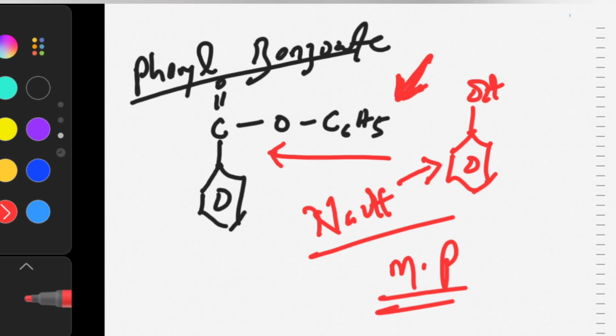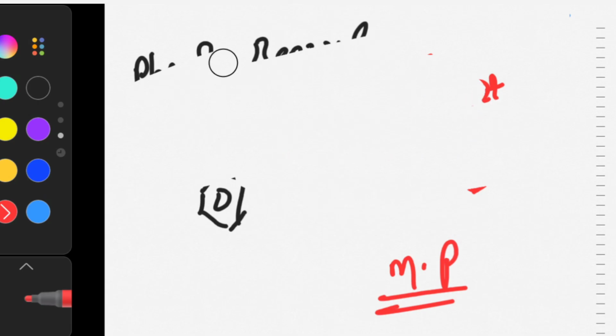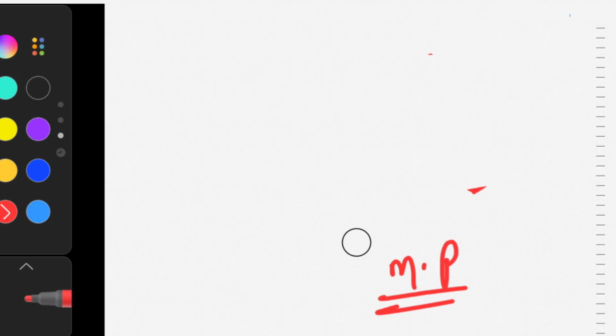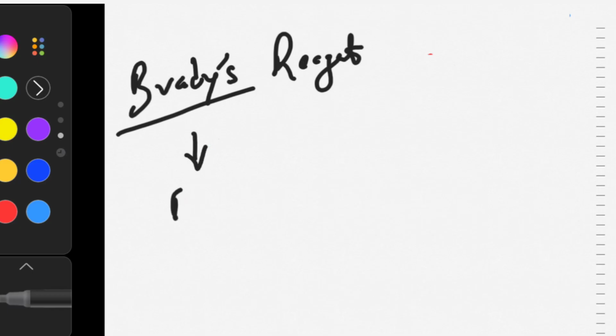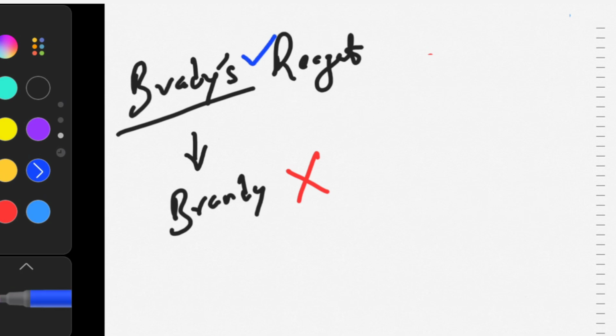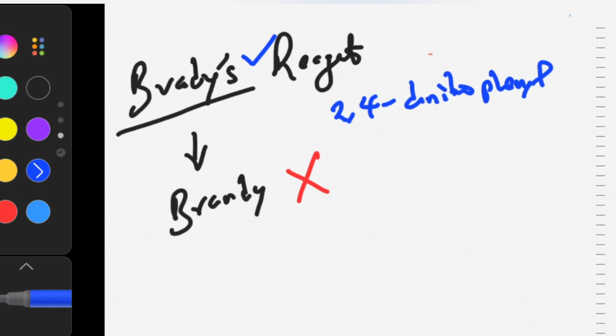So in the next experiment, that's the fourth experiment, the preparation of derivative of aldehyde and ketones. There you made use of what is called Brady, B-R-A-D-Y, Brady's reagent. A mistake in your manual read brandy. No, it is not brandy. Okay, it is Brady's reagent. So Brady's reagent is 2,4-dinitrophenylhydrazine. So that is basically Brady's reagent.